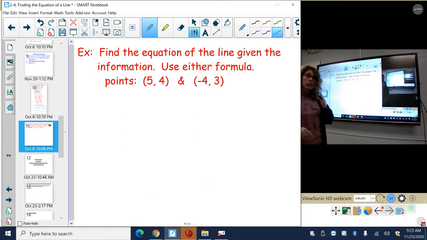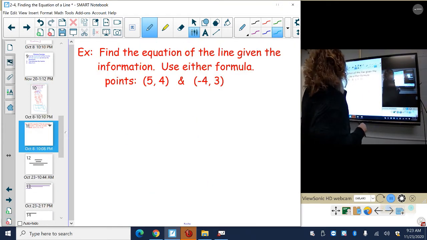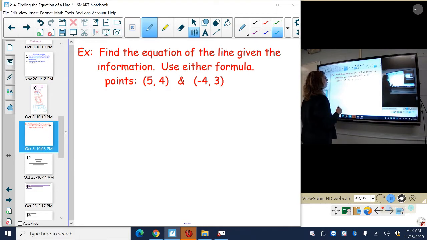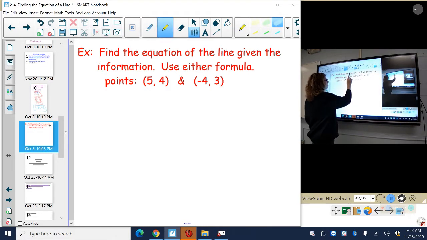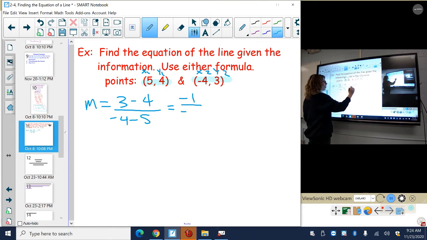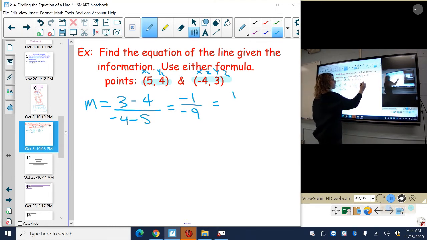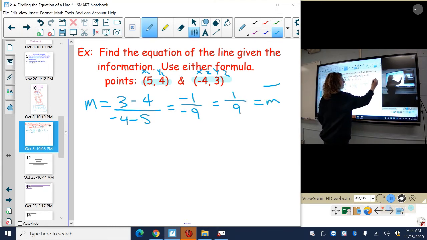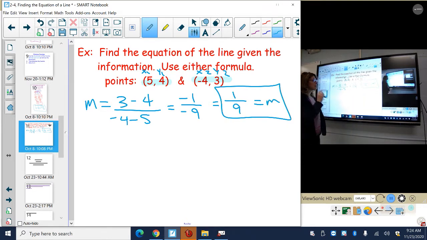Last example, and then we're going to go ahead and start your homework. Find the equation of the line given the information. Use either formula. So I have 2 points that are given. If I'm given 2 points, I have to first find the slope. So this is x1, y1. This is x2, y2. So that's 3 minus 4 over negative 4 minus 5. So that's negative 1 over negative 9, and a double negative creates a positive. So there's my slope.